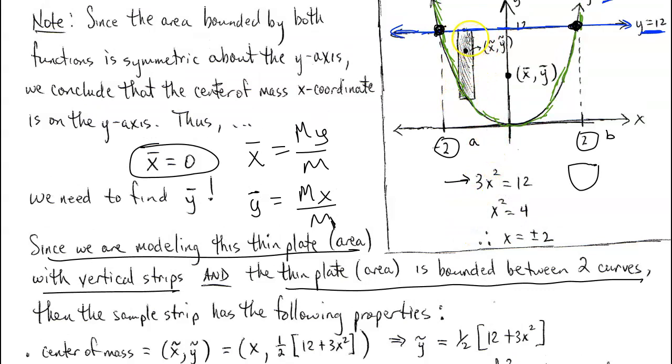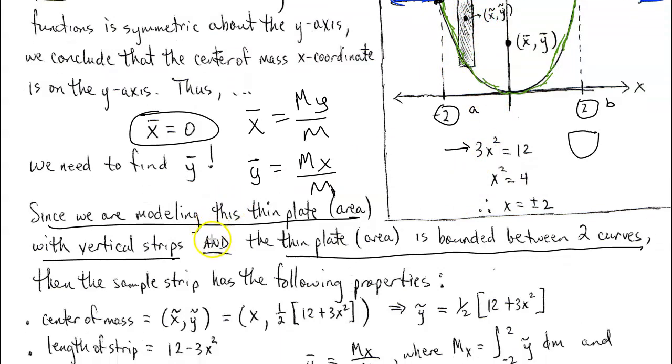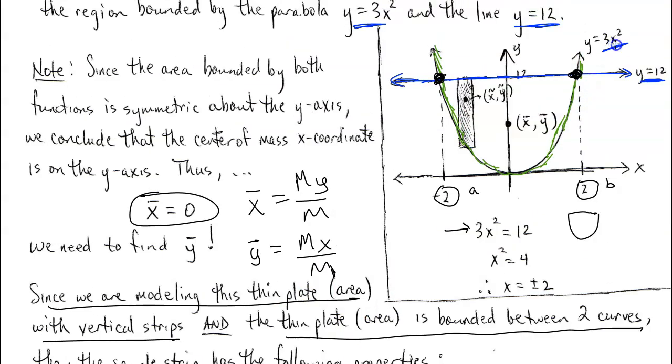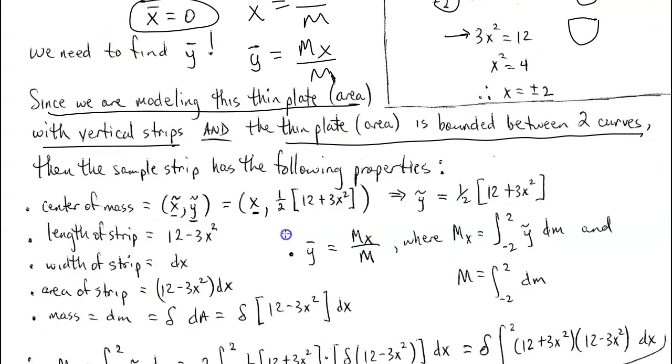Okay, so if you remember the center of mass, since I have a vertical strip, my x tilde is just going to be a random x value. My y tilde is going to be the average of these two functions, which is just 3x squared plus 12, all that divided by 2. And so you see that I have that here.